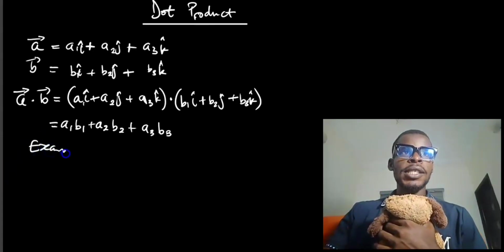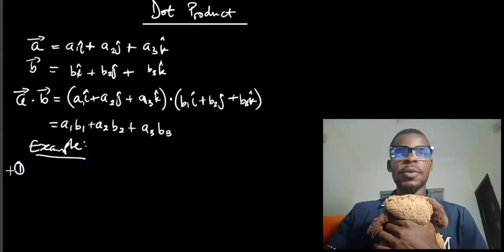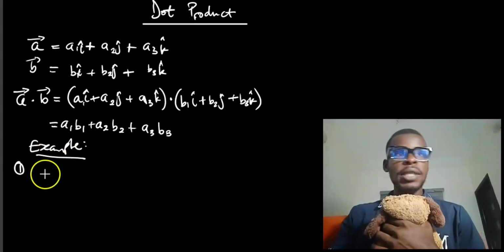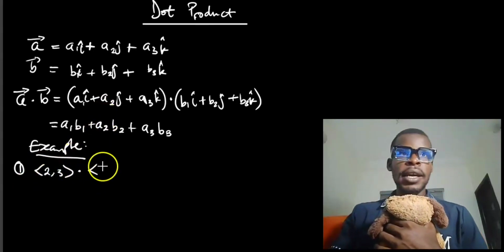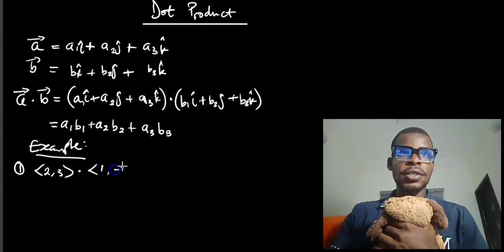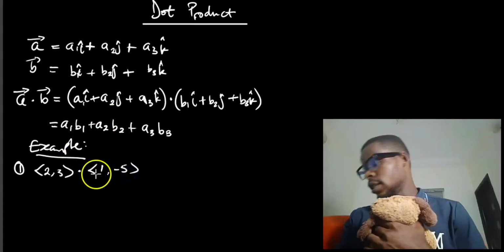Okay, I don't want to establish that. It's a very important result. So we'll do this. Number one is very simple. We just want to take the dot product of 2, 3, that's a vector containing 2, 3 in the i and j directions respectively, with that.